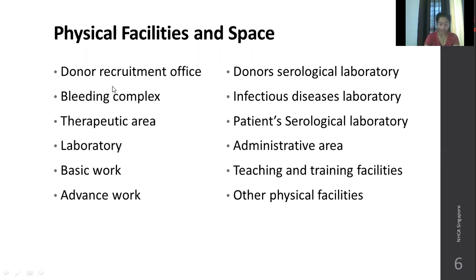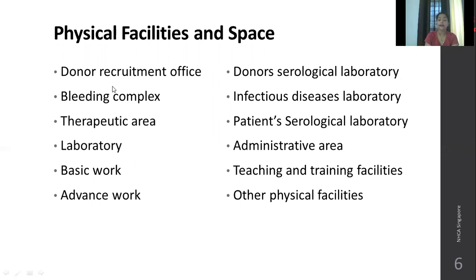The administrative area will contain consultants' chambers, department office, staff common room, washrooms for males and females, housekeeping room, public relation officer's room, etc. Those rooms will come under the administrative area. Then teaching and training facilities: if the blood bank is a part of a teaching or training institute, it will participate in the teaching and training program in some hospitals. So it will have a conference room, demonstration room, department library, reading room, etc.